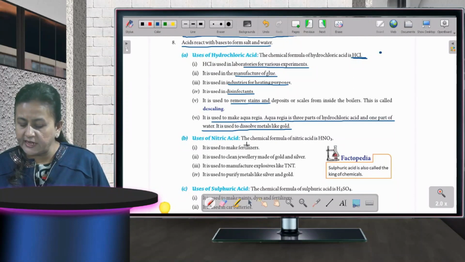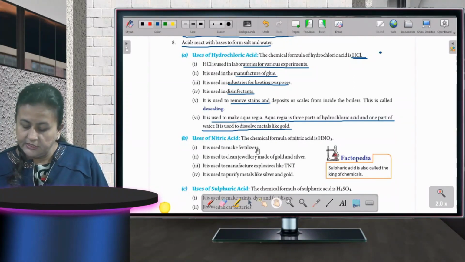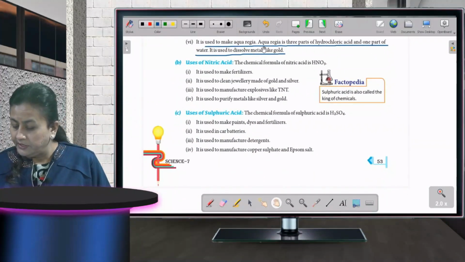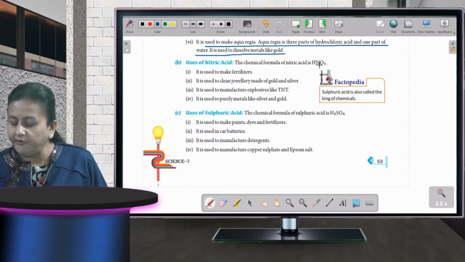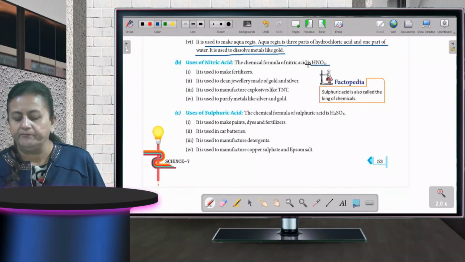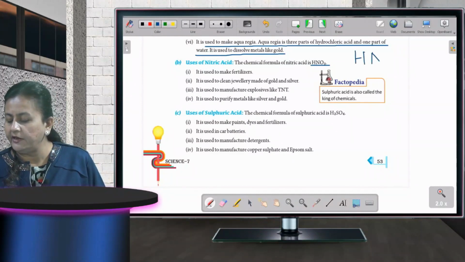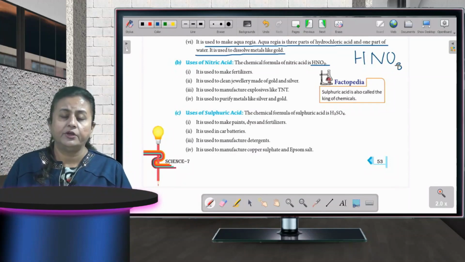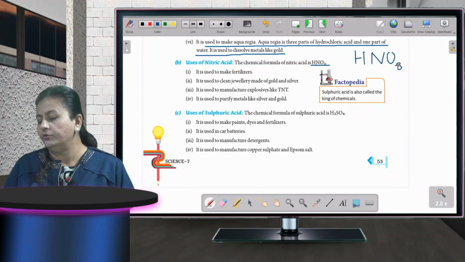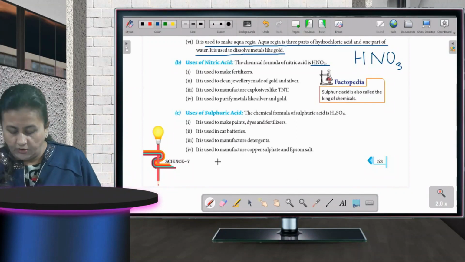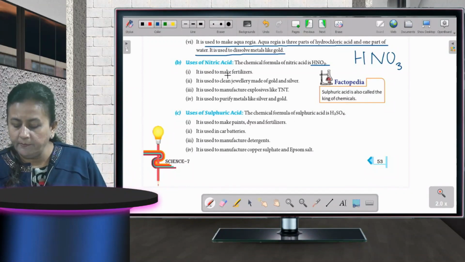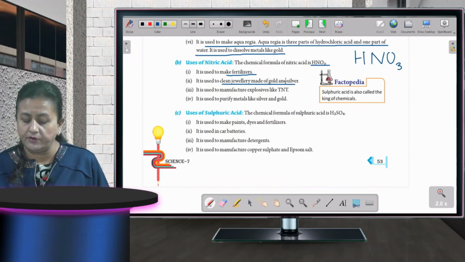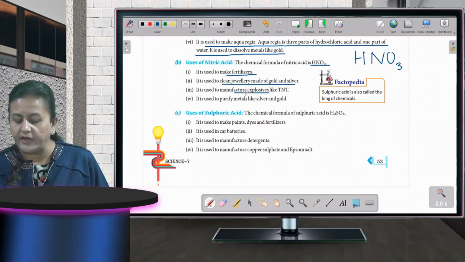Now come to the next acid, which is nitric acid. The chemical formula for nitric acid is HNO3. Fine, children. Now, what is it used for? It is used for making fertilizers. It is used to clean jewelry made of gold and silver. It is used to make explosives, and it is used to purify metals like silver and gold.